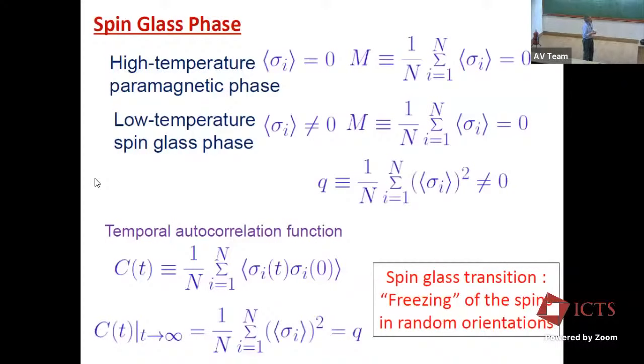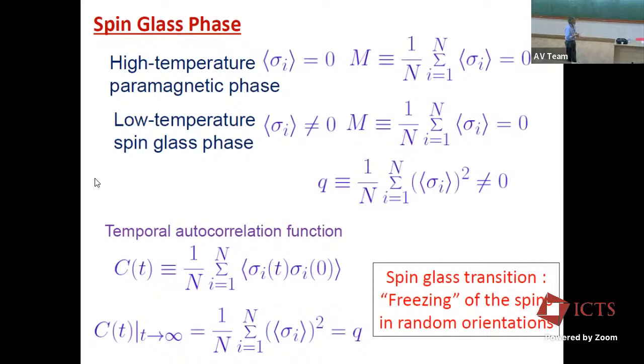Everybody knows what the high temperature paramagnetic phase is. There is no magnetic ordering, and the average value of each spin is equal to zero. Magnetization obviously is equal to zero, and susceptibility follows the Curie law, the 1/T law, et cetera. So that's a trivial high temperature phase that is not of much interest.